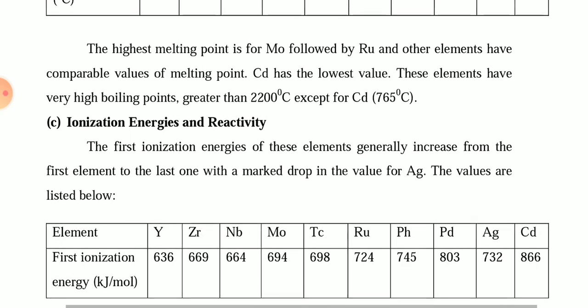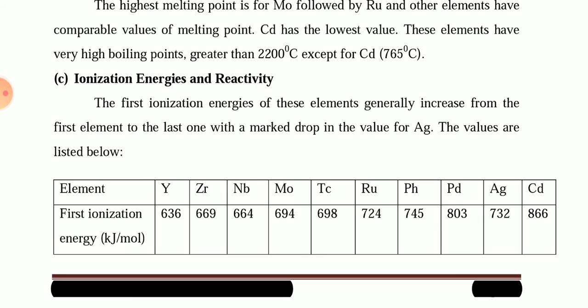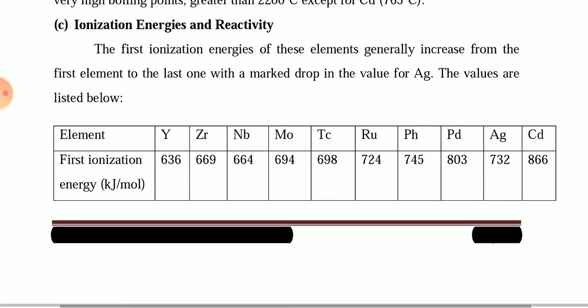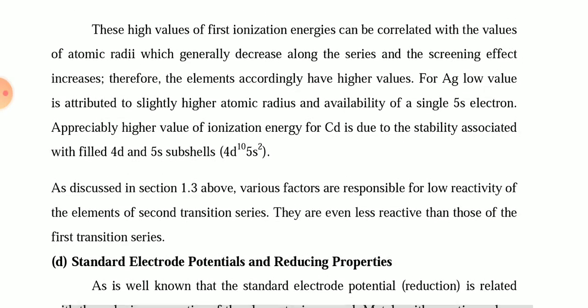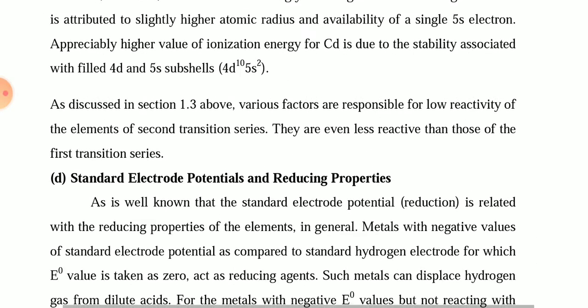The highest melting point is 2620 for molybdenum, and it is reduced by cadmium. Okay, so next is the ionization energies and reactivity. You can see the values of the ionization energy in kilojoules per mole. Here you can see from yttrium to cadmium, first the ionization energy gradually increases, for Ag it drops, and it further increases. Okay, so the next is standard electrode potential and reducing properties.